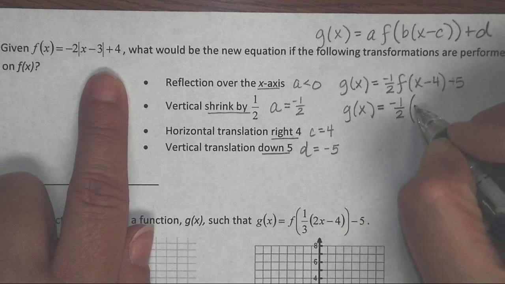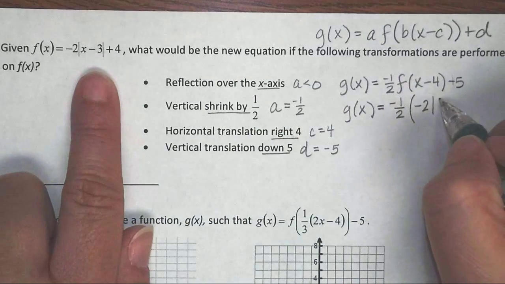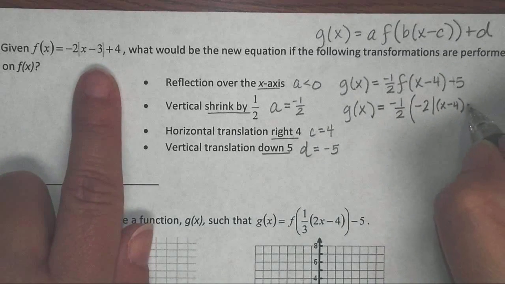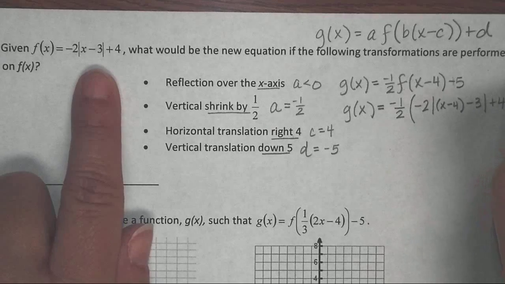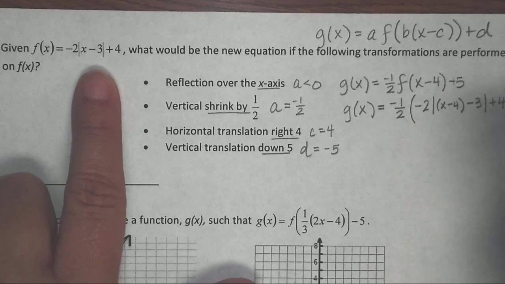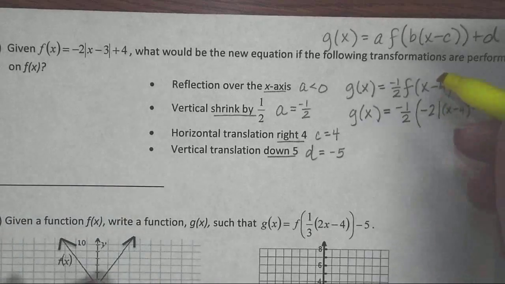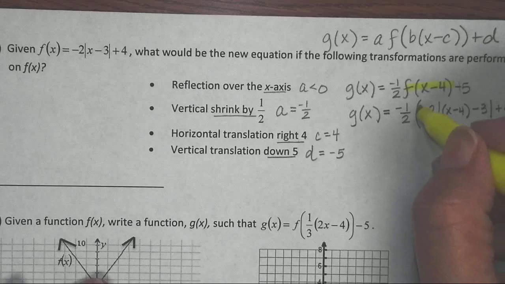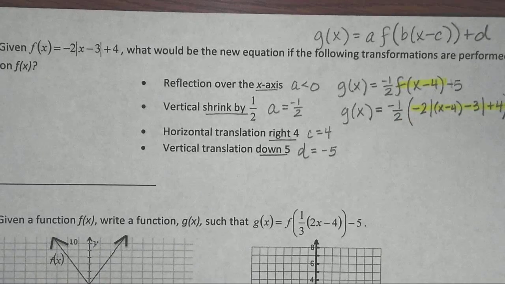So that will be this function, negative 2 times the absolute value. Instead of x, my input is x minus 4, because this is f of x minus 4, minus 3 plus 4 minus 5. Make sure you keep all this stuff together here. Remember, my f of x minus 4 is this part right here. So it's negative 1/2 of f of x minus 4 minus 5.